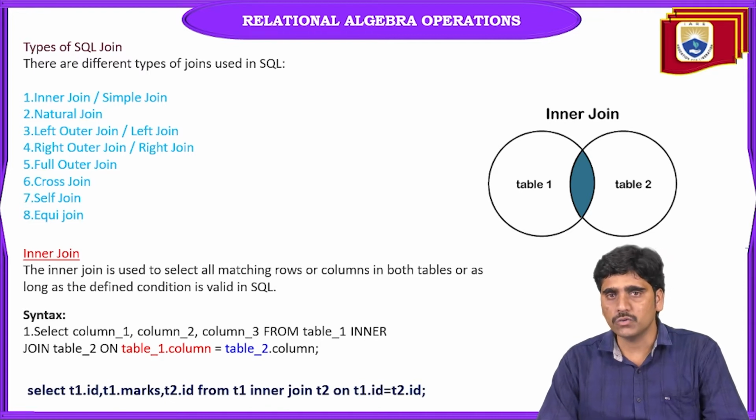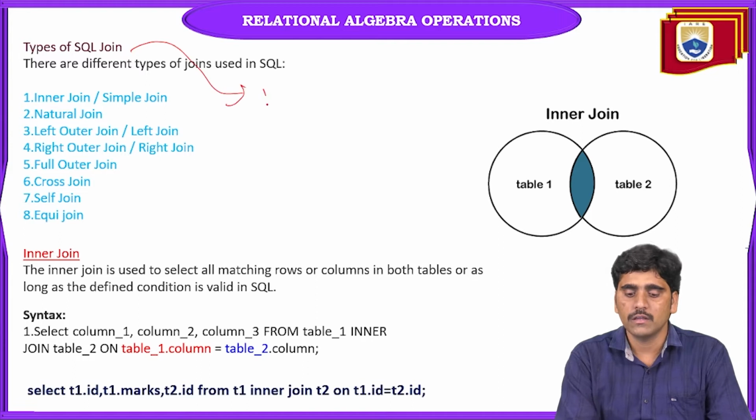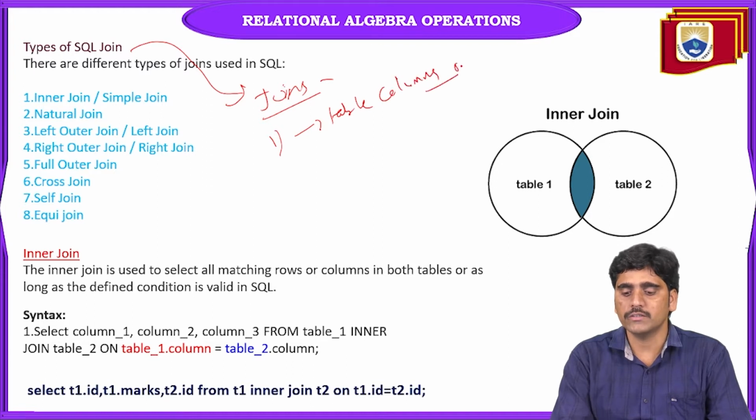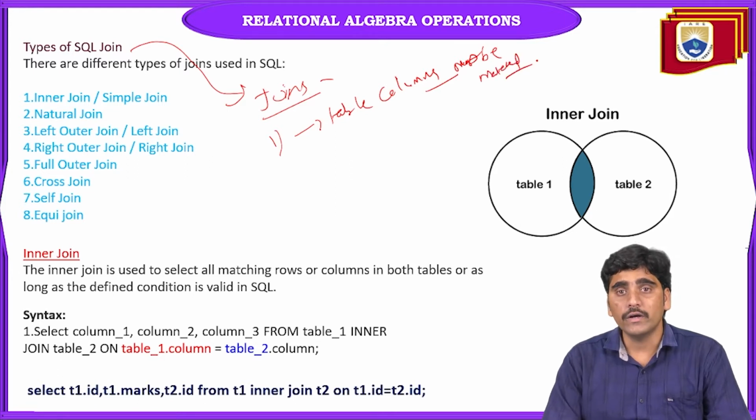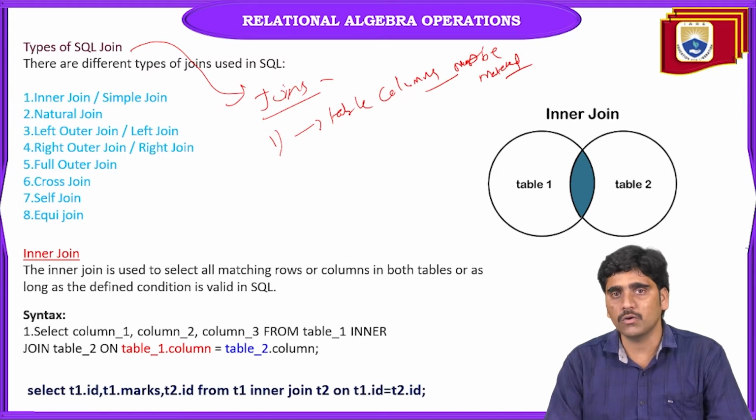By combining those, we'll get different types of values from different types of tables. But if you want to perform join operations, you should have two conditions. One is that the table columns must be matched. That means one table's columns match with the second table's columns. One table's column size matches with the second table's column size.